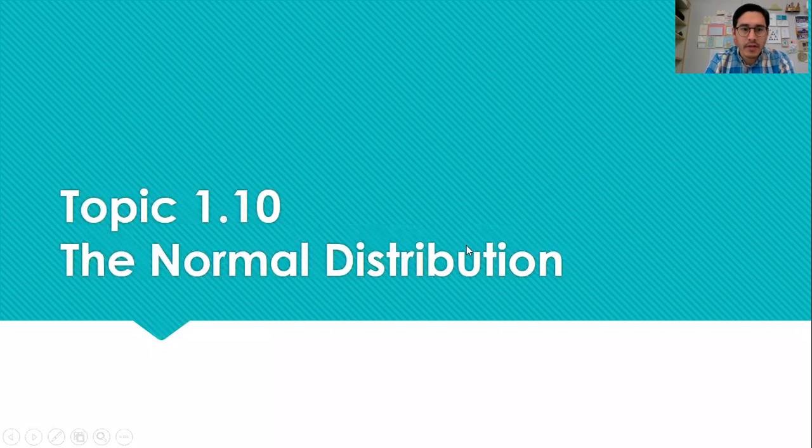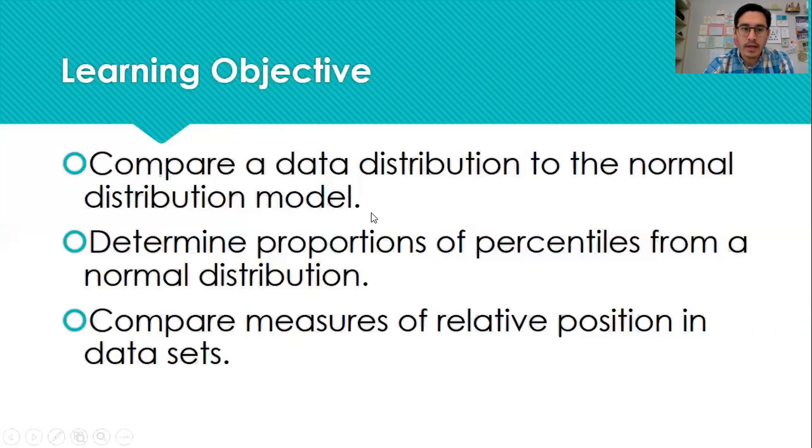Hey there. In this video, we're going to talk about normal distributions and set you up to solve a variety of problems that involve normal distributions. So our objectives are to compare a data distribution to a normal distribution model, determine proportions or percentiles from a normal distribution, and compare measures of relative position in data sets. We're going to focus on the second objective, which is to find proportions for normal distributions.